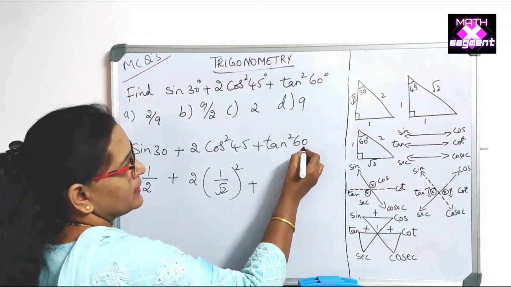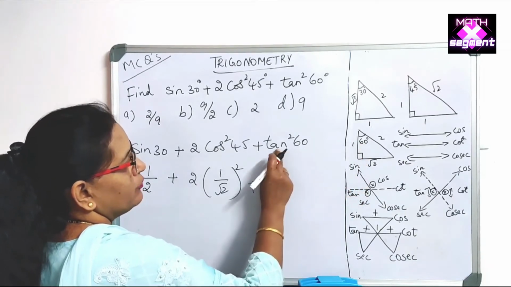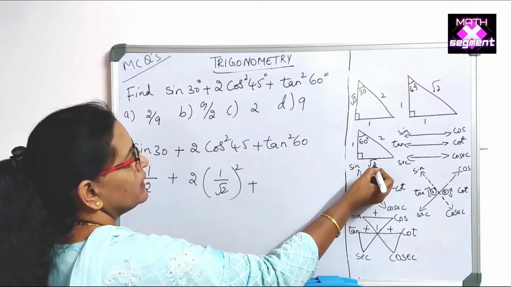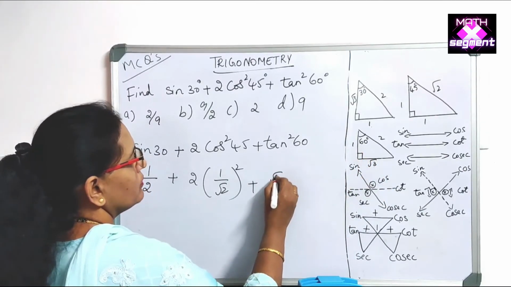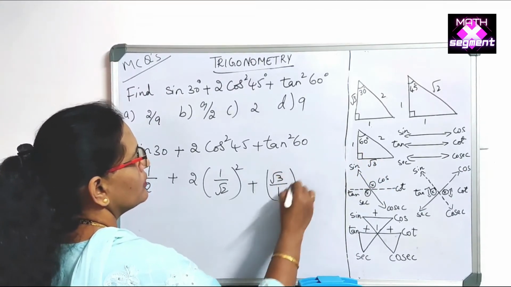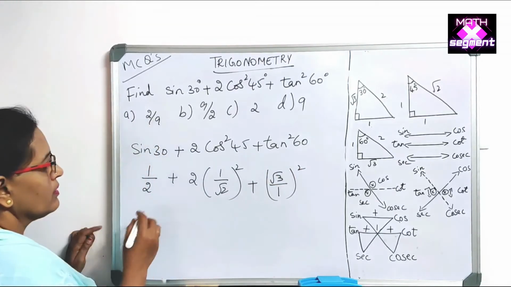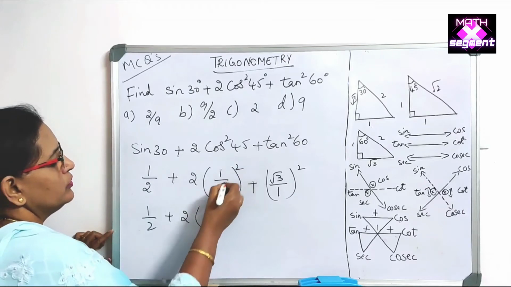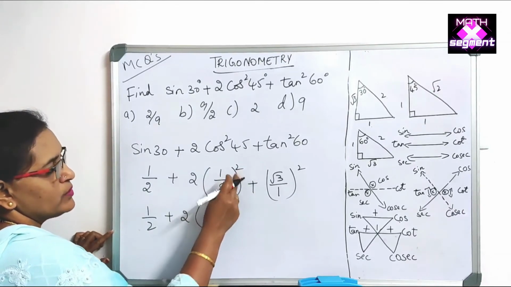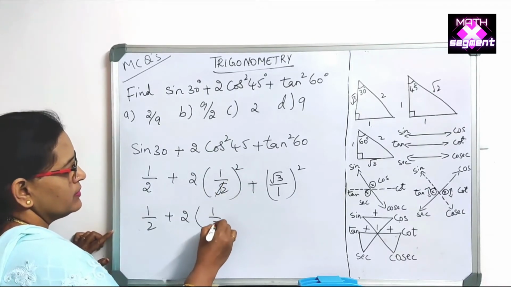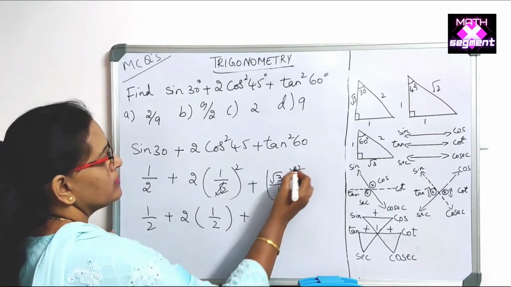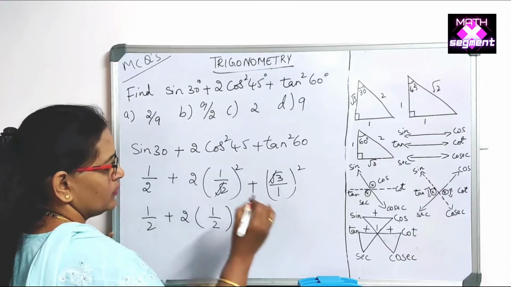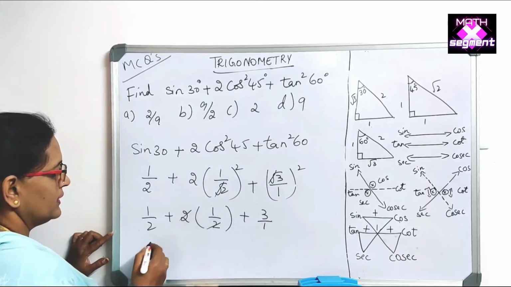Next is tan square 60. Tan 60. Tan formula is opposite by adjacent. Opposite is root 3. Adjacent is 1. So root 3 by 1 whole square. So this is half plus 2 into this 2 and this 2 get cancelled. 1 square is 1 and this remains 2, plus this square and this square get cancelled. So 3, 1 square is 1 only. So this 2 will get cancelled.